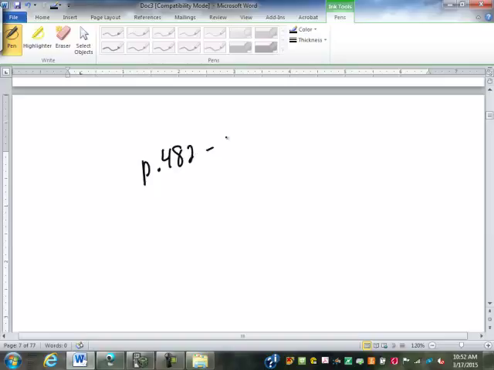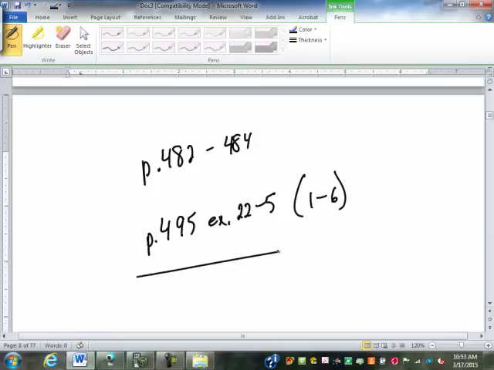For right now, I am going to leave you with those preliminaries in your book. Pages 482 to 484, I think it's problems 1 through 8 or so, you can look through. Those are just more looking through and making sure you understand the vocabulary. Then on page 495, exercise 22-5. There's just 1 through 6. This should be a short one for you today.